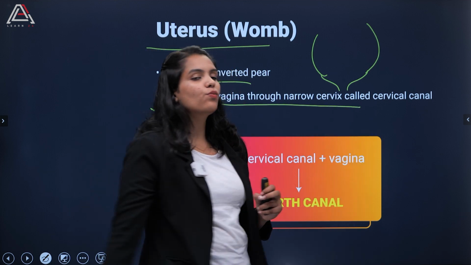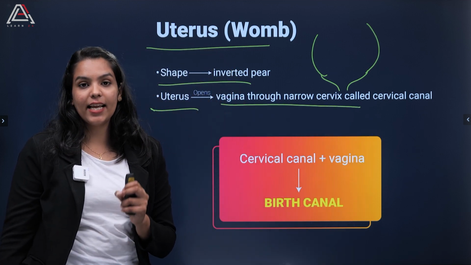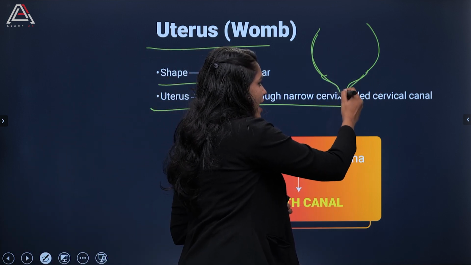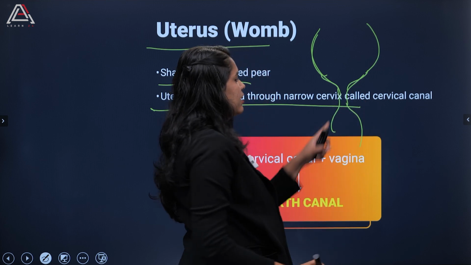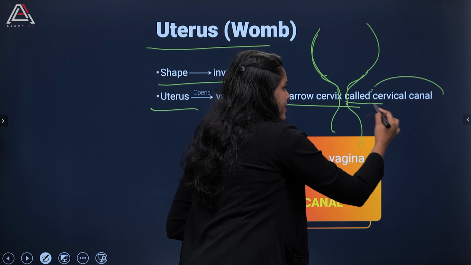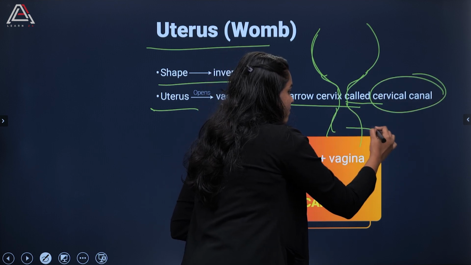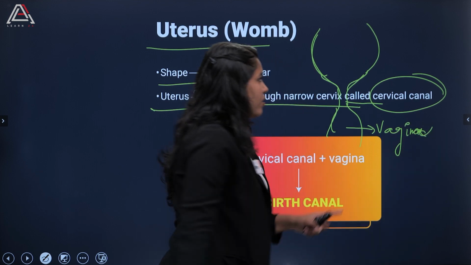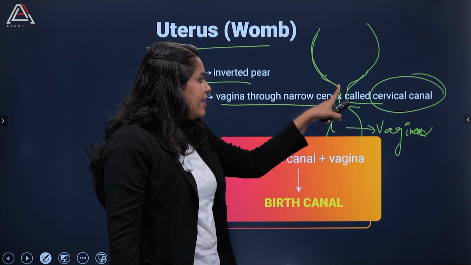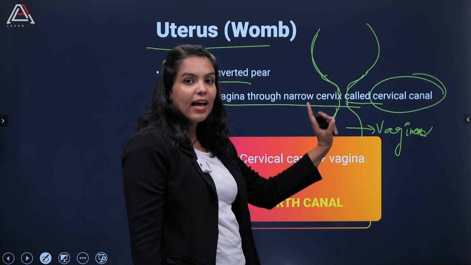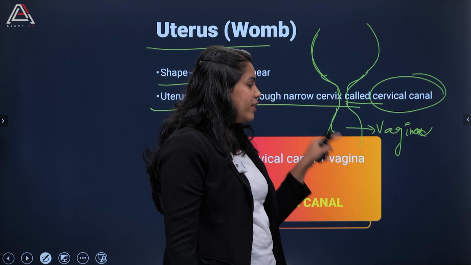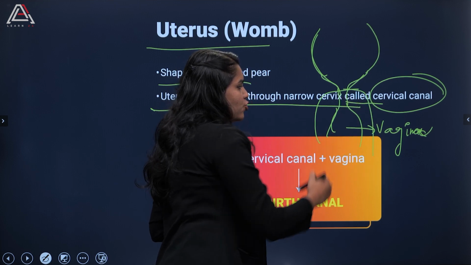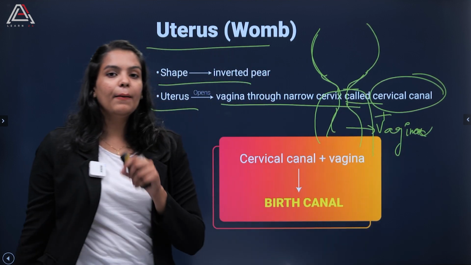The uterus opens to the vagina through a narrow cervix, which is called the cervical canal. So this is the uterus, and it opens through a narrow canal, the cervix, called the cervical canal, to the vagina. This cervical canal and vagina together make the birth canal.